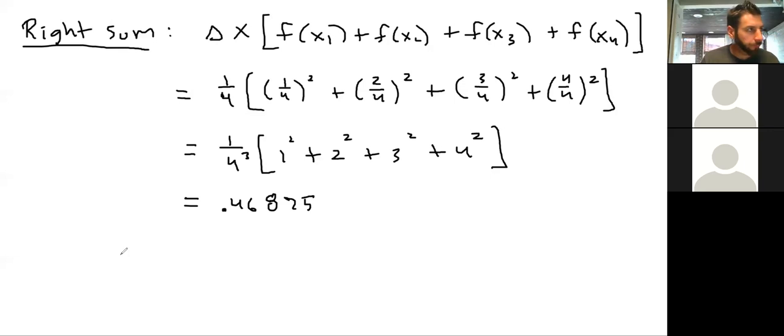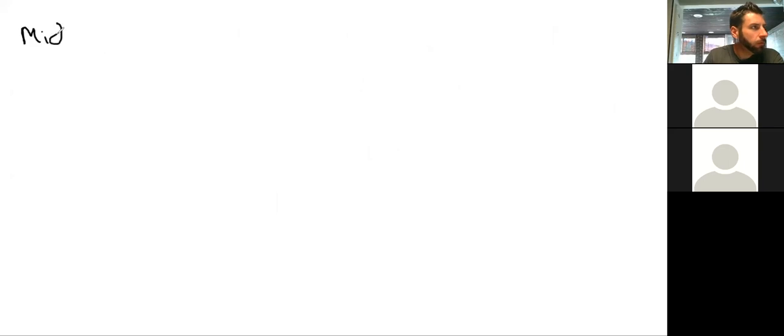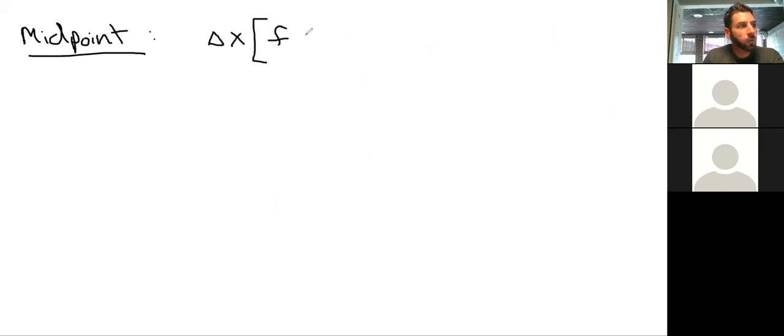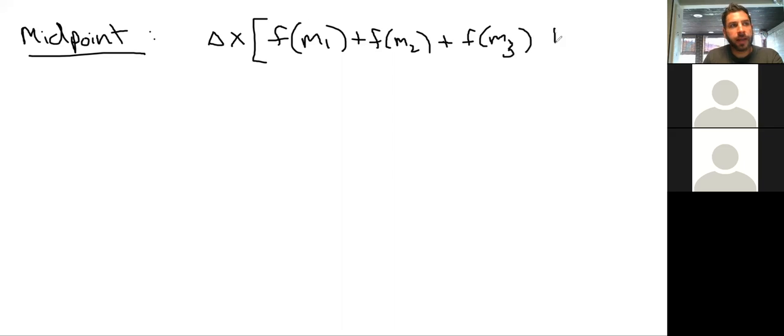And then lastly, the last thing we can do is we can do a midpoint one. That's what we're asked to do. So if we turn the page to that one, the midpoint, once again, it's delta x, and then it's f. So what's the midpoint? Well, I'll just call it m sub 1, because I'll use m for midpoint. M sub 2. The third midpoint I'll call m sub 3, and then the last midpoint I'll call m sub 4.